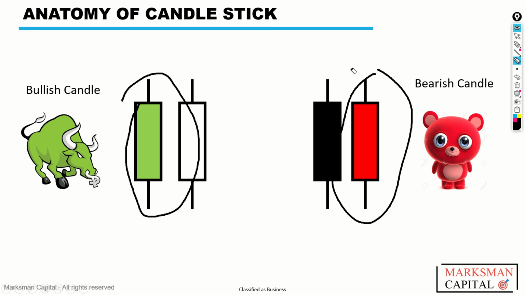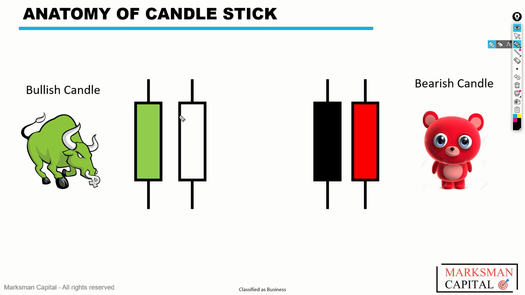Now, why do we call it a bullish candle? Most of the time when the bulls attack, their horns go up, and when the bears attack, they often claw downwards. That's representing the price. If the price goes upwards, we call it bullish. If the price goes downwards, we call it bearish.